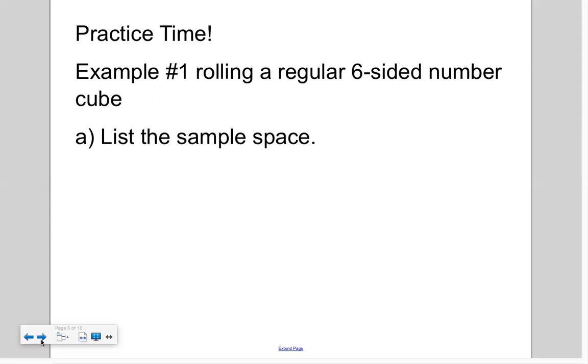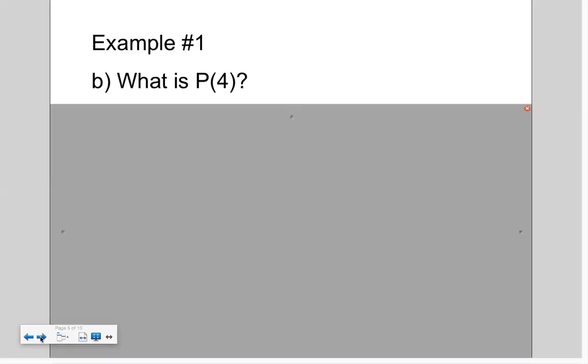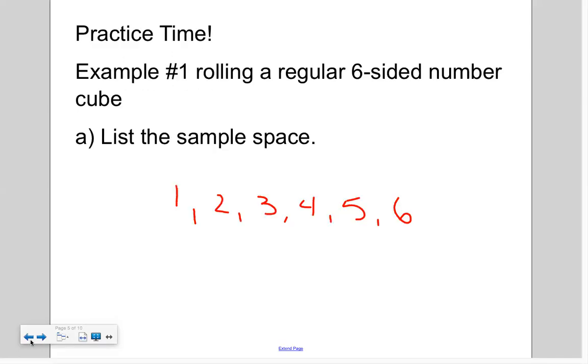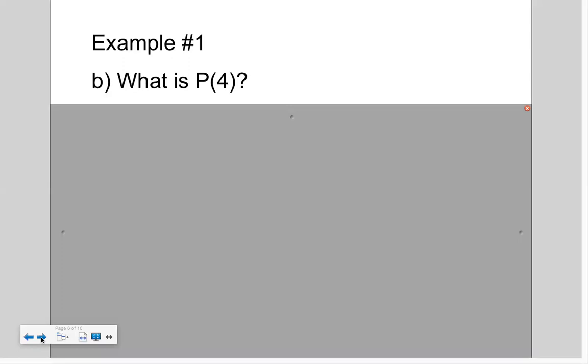All right, so our sample space, we've talked about this, but it's just 1, 2, 3, 4, 5, 6. Okay. So our sample space is this set of numbers, 1 through 6. Now, we can use this sample space. Okay, I'll copy it up here. What's the probability of getting a 4?